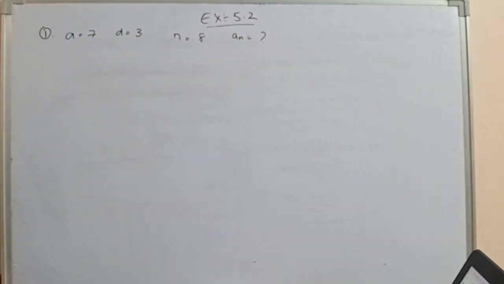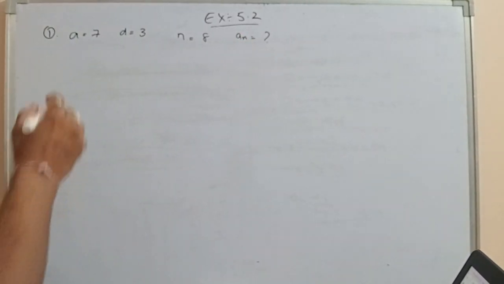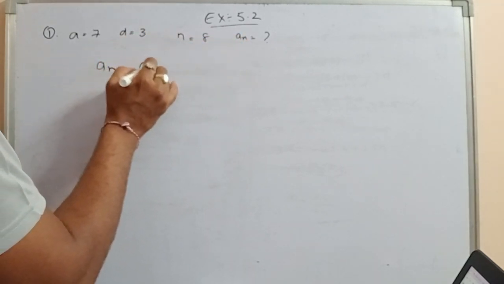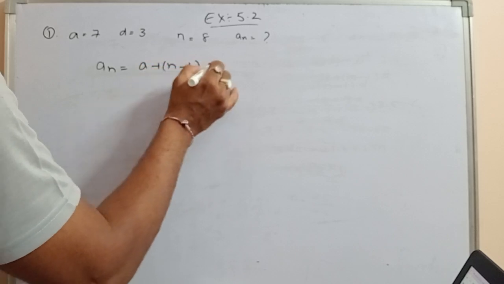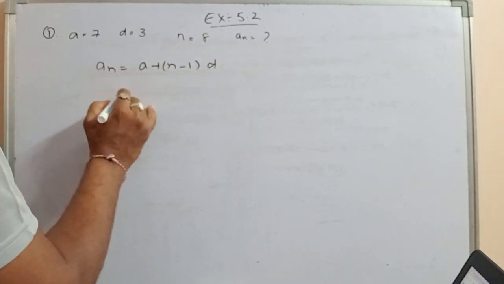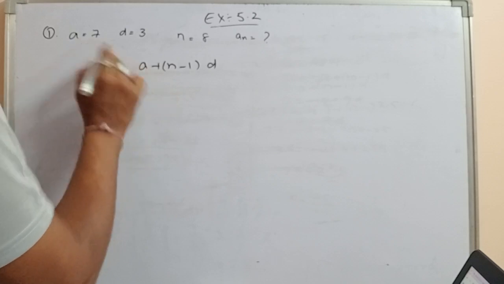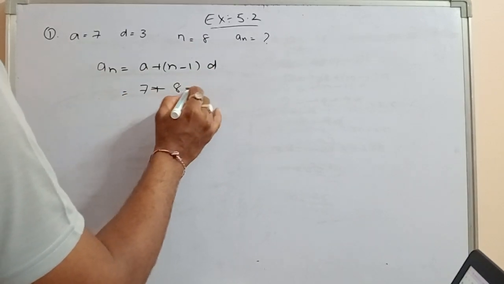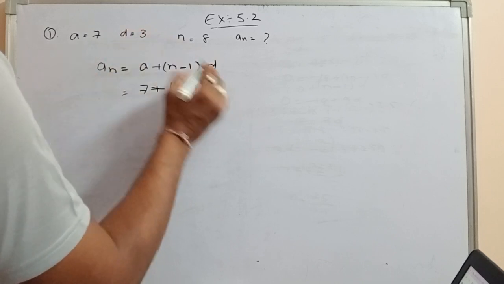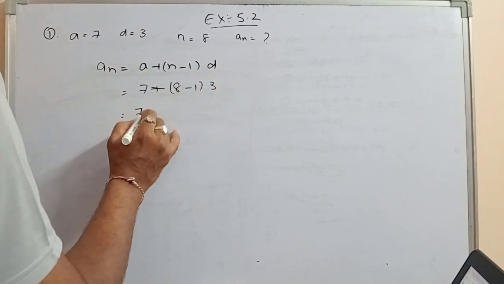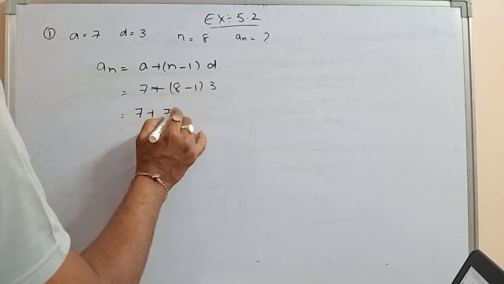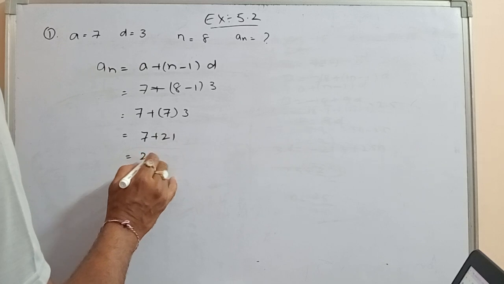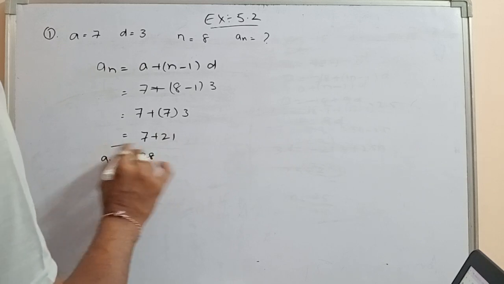We have to find. So here, by using the formula in order to find the value an, an is equal to a plus n minus 1 into d. So the value of an we don't know. An is equal to the value of a, we can substitute as 7, plus n minus 1. What is the value of n? N is 8, minus 1 into d, which is 3. So that will be 7 plus 8 minus 1 is 7, multiplied by 3. So 7 plus 21 is 28. So the value of an is 28.